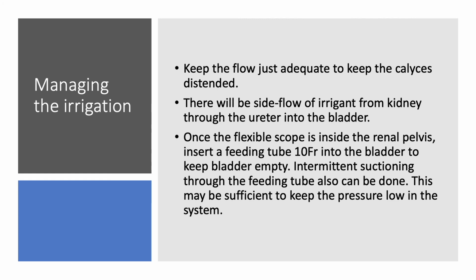When we use an access sheath, the system is decompressed by the outflow through the sheath. But the space for outflow is limited to the thin space between the scope and the sheath. The challenge of increased intrarenal pressure still exists. Our question is how to manage the irrigation in sheathless RIRS. There are two things to be done. One, keep the flow just adequate to keep the calyces distended. This reduces the influx of irrigant.